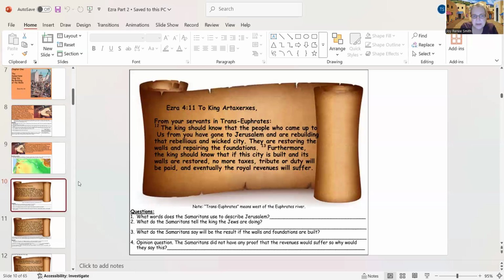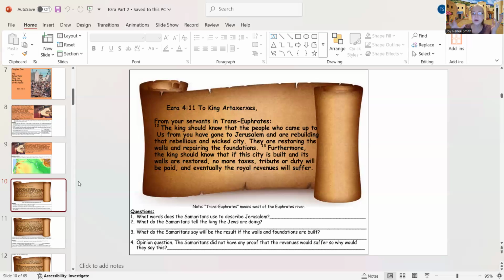To King Artaxerxes, from your servants in Trans-Euphrates, that is everything west and south of the Euphrates River. The king should know that the people who came up to us from you have gone to Jerusalem and are rebuilding that rebellious and wicked city. They are restoring the walls and repairing the foundations. Furthermore, the king should know that if this city is built and its walls are restored, no more taxes, tribute, or duty will be paid, and eventually the royal revenues will suffer. Note, Trans-Euphrates means everything west of the Euphrates River.